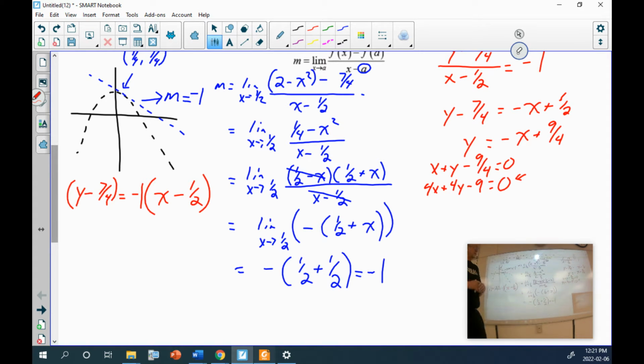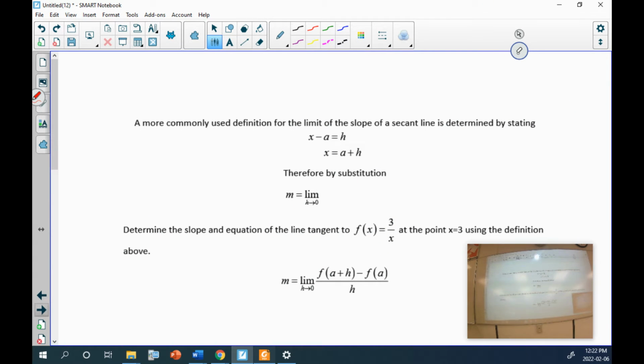We could also do y is equal to mx plus b and get the same answer, where we would say y is equal to negative x plus b. We have our point: 7/4 is equal to negative 1/2 plus b. Solve for b, we're going to get 9/4. So, like I said, there are different ways of doing this. They're all based on a similar principle.